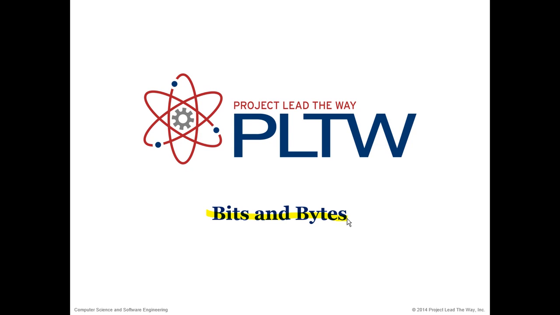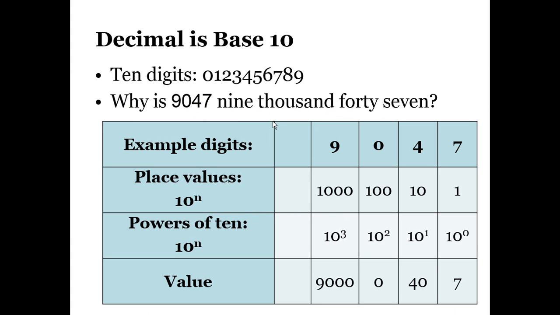Today's lesson is on bits and bytes. The number system that you have been using for many years is the decimal system. It's also called base 10. It's called base 10 because there are 10 digits, 0 through 9.